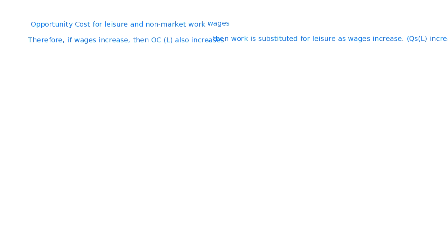This is called the substitution effect of increasing wages. All right, so this is the substitution effect of increasing wages. As your wages go up, you tend to substitute work for leisure.